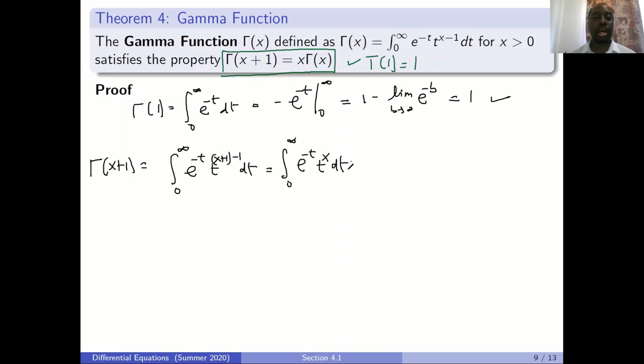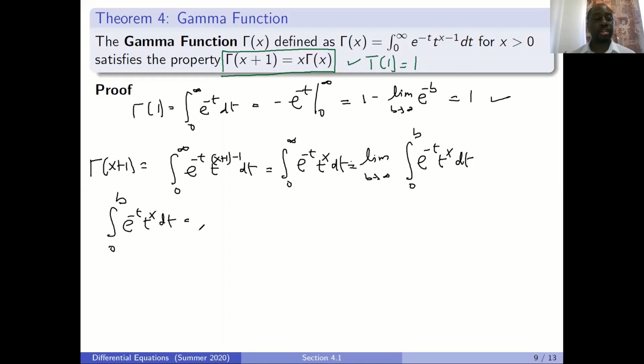Now we can apply integration by parts here. This is the limit as b approaches infinity, so we can define this over a finite interval and then apply integration by parts, since these are continuous functions. We know that on any finite interval, this integral is going to exist. So let's focus on just the finite part of this: the integral from 0 to b of e to the minus t, t to the x dt.